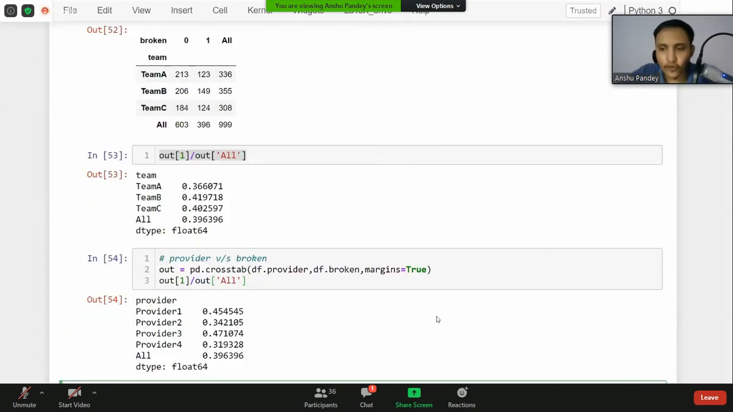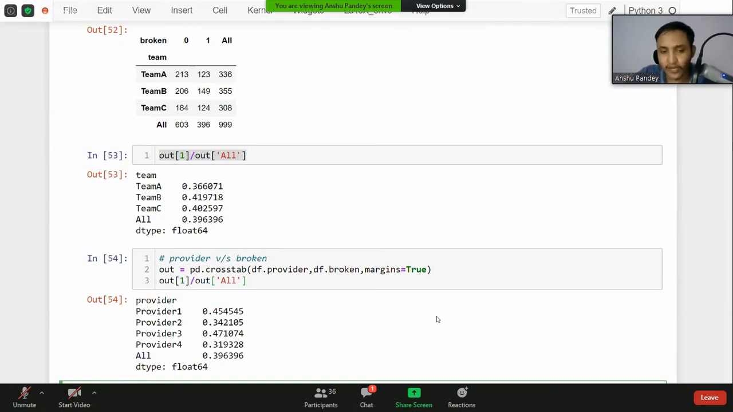So here we have the percentage of machines which are damaged and were produced or sold by provider 1, provider 2, provider 3, provider 4. As you know, the overall damage rate is 39%, almost 40%. 45% of machines provided by provider 1 are damaged. 34% of machines provided by provider 2 are damaged. 47% of machines provided by provider 3 are damaged. And 31.9, which is like 32%, of machines provided by provider 4 are damaged. Right. So this is the percentage of machines which are damaged, by different providers.